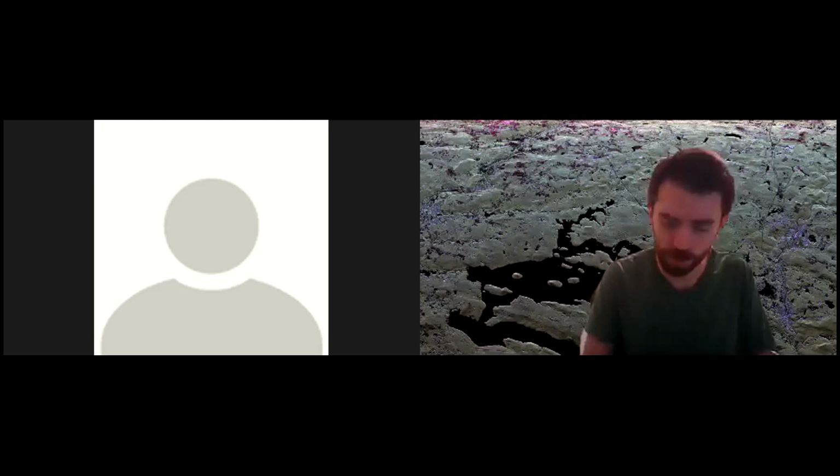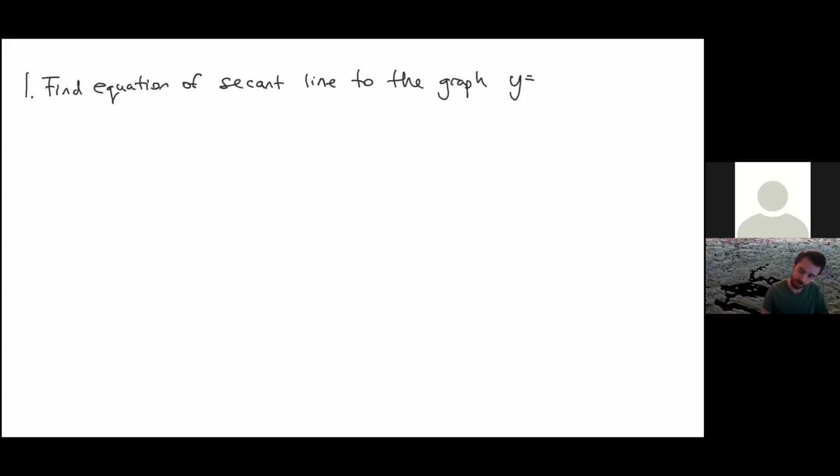Okay, so I will get a whiteboard. And these are just some problems I thought up that are similar to ones you might see. So let's call this number 1. I want to find the equation of the secant line to graph y equals 10 to the x.